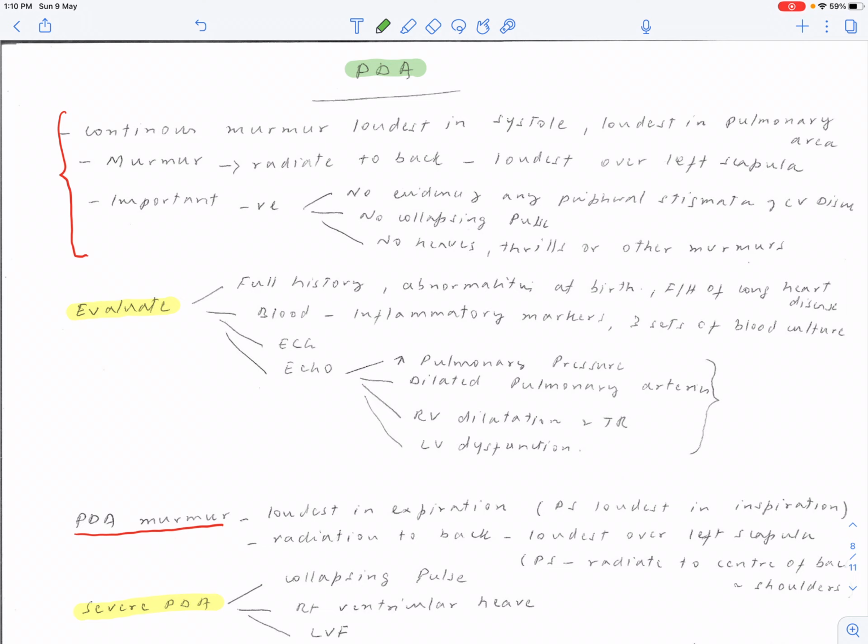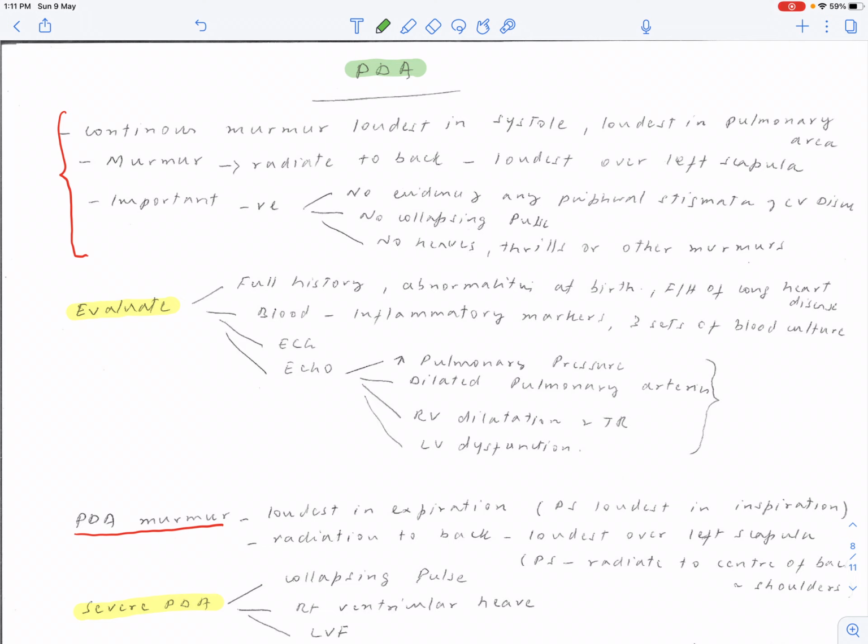always mention important negatives. There is no evidence of any peripheral stigmata of cardiovascular disease. There is no collapsing pulse, no heaves, thrills, or other murmurs. Why do you want to mention the collapsing pulse? Because if there is a collapsing pulse, it means it is a severe patent ductus arteriosus.